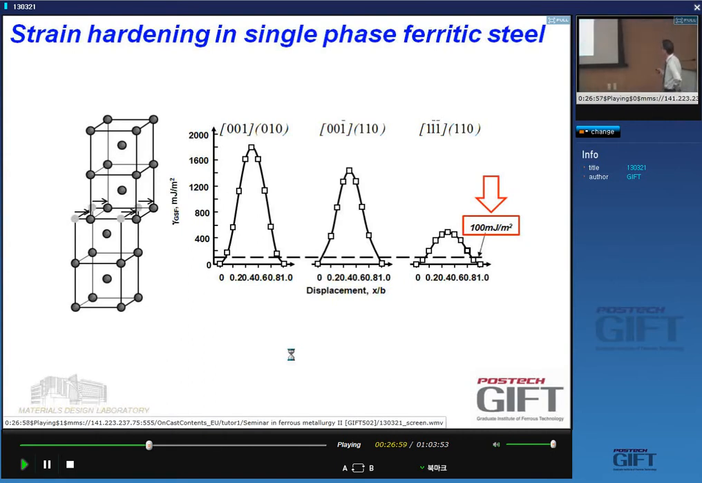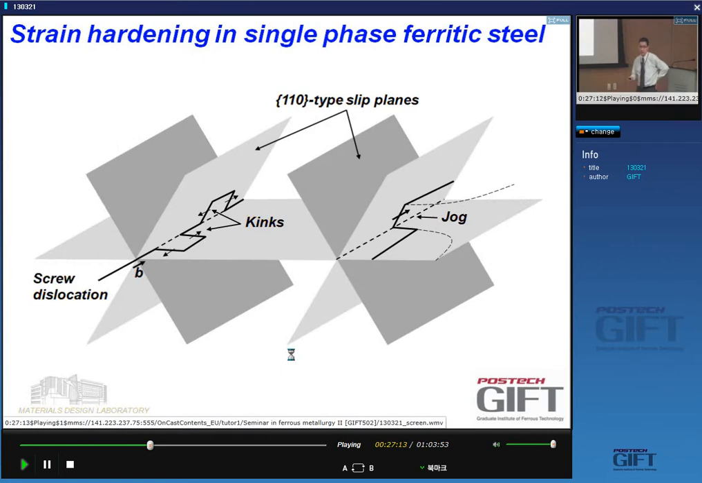And I want to point out that 100 millijoules per square meter is a high stacking fault energy. Aluminum and nickel have stacking fault energies slightly higher than this. So in other words, dislocations in BCC iron are absolutely not dissociated, yes? So they can very easily cross-slip. They can very easily form kinks on different 110 slip planes, and they do this very readily. If you form a kink on one slip plane and a kink on another slip plane, when they meet, they form a jog, yes?